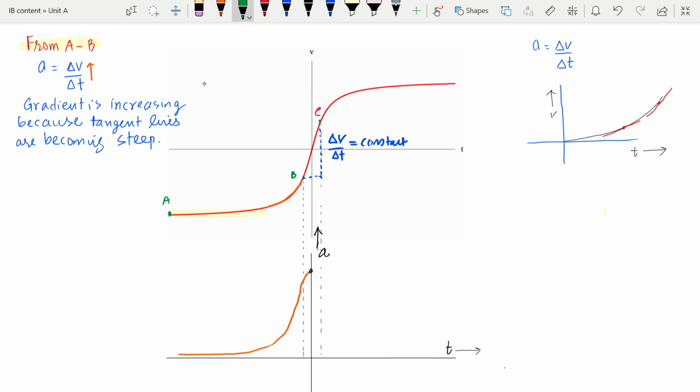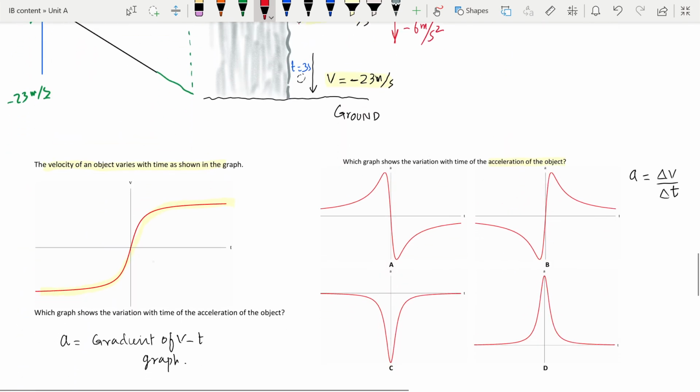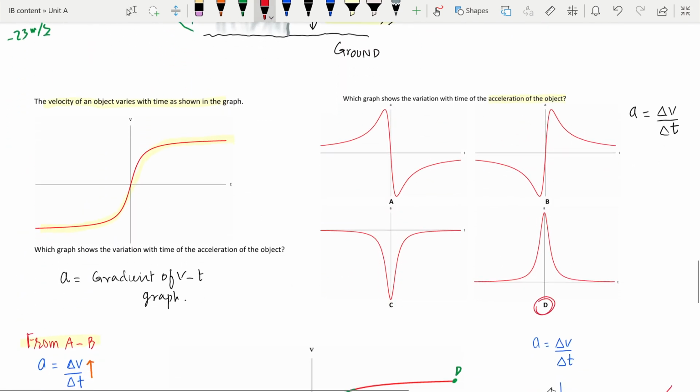And then from C to D, once again, during this part of the curve, the slope or the gradient of the graph is decreasing, because this is a curve like this, and the tangent line is becoming less steep with the passage of time. That's why acceleration is still positive, but it is decreasing in the same manner as it was increasing. Okay, so now you can easily identify which one should be the right answer. That should obviously be D.